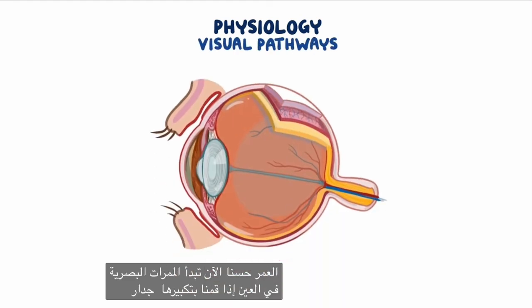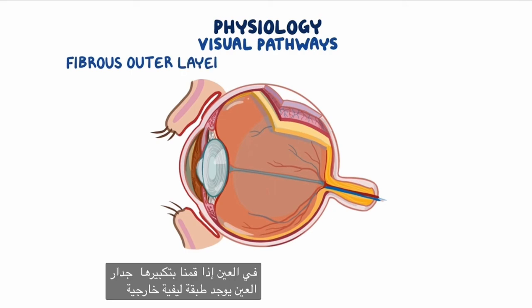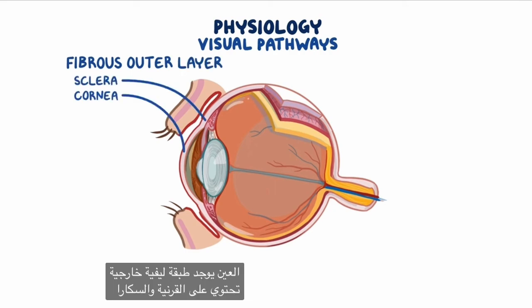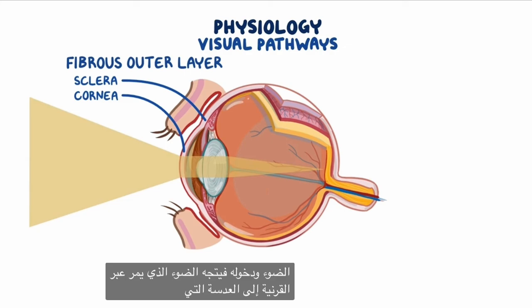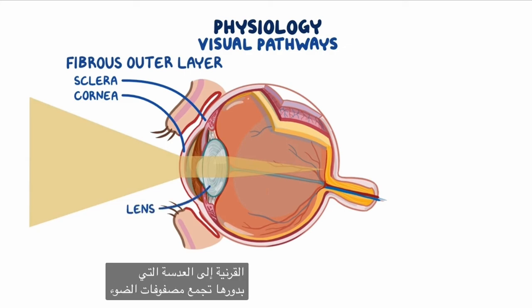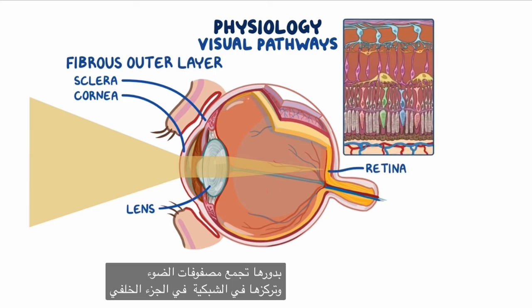If we zoom into the wall of the eye, there's an outer fibrous layer which contains the cornea and sclera and helps control the focus and entry of light. So the light that passes through the cornea is directed to the lens, which in turn collects light rays and focuses them into the retina at the back of the eye.